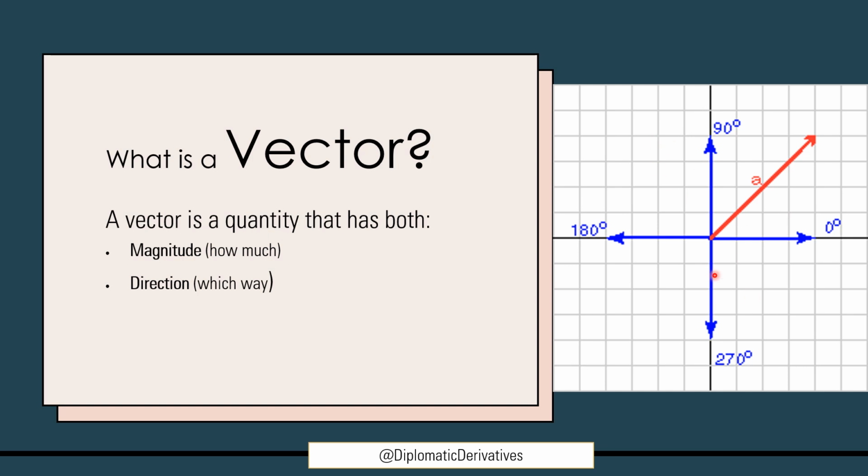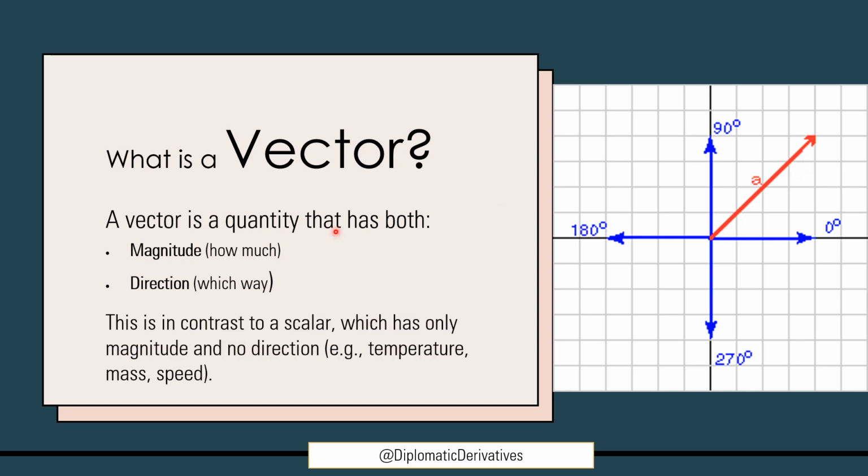If you look at the image over here, you will see that this is a vector. It has a magnitude and it also has a direction. This is in contrast to a scalar, which has only magnitude and no direction. For example, temperature. Temperature is, let's suppose 45 degrees, let's suppose 2 degrees. These are all magnitudes. There are no directions. Mass, something in kilograms or grams, speed, meters per second, all of these things have only magnitude and no direction.